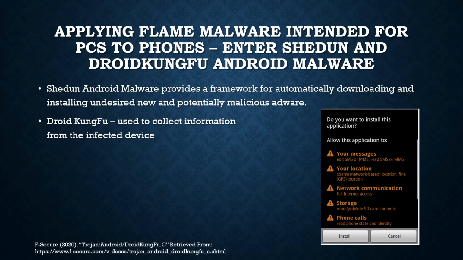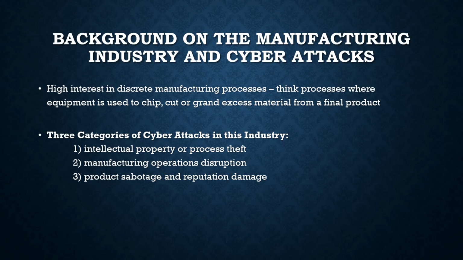So that's where you get viruses like Shidun and Droid Kung Fu, which is the very similar Android malware. And essentially, this provides a framework for automatically downloading and installing undesired, new, and potentially malicious adware, whereas Droid Kung Fu is used to collect information from the infected device. Keep this bit of information in mind, because as we go into the study, you're going to start to see how an attack vector like Droid Kung Fu or Shidun could be utilized to facilitate a side channel attack like this paper discusses.